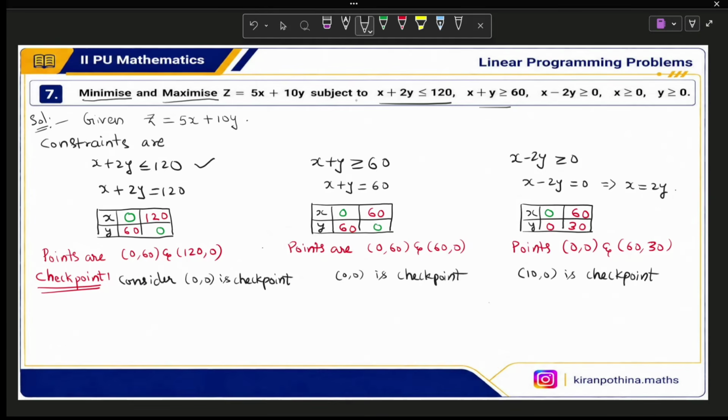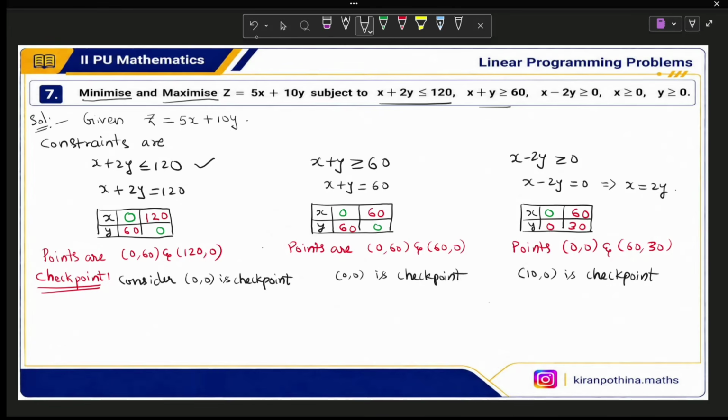For the first two lines 0 comma 0 is the checkpoint, but for the third line 10 comma 0 is the checkpoint. Why? Because in the table we already got 0 comma 0, so we should not take 0 comma 0 as a checkpoint. Instead we take 10 comma 0. In the remaining lines we won't get 0 comma 0 anywhere in the table, so for these two lines we take 0 comma 0 as checkpoint. For this type of line, whenever you get 0 and 0, we take 10 comma 0 as checkpoint.